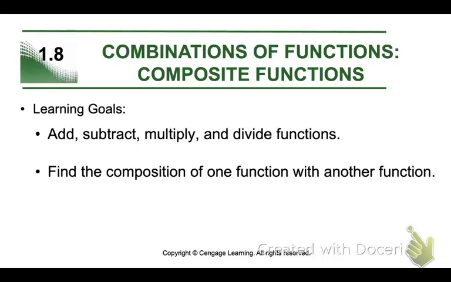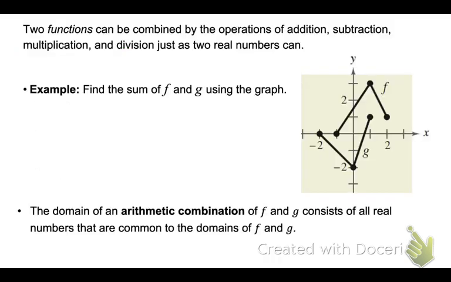Okay, 1.8 combinations of functions and composition functions. We're going to add, subtract, multiply, divide functions, and then put f into g into f. Two functions can be combined by operations of addition, subtraction, multiplication, division, just like real numbers. So we have f and we have g. F is the top function, g is the bottom function.